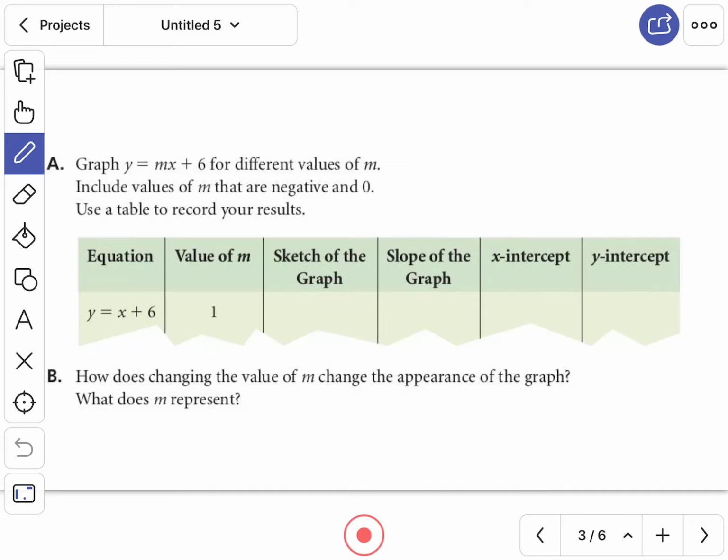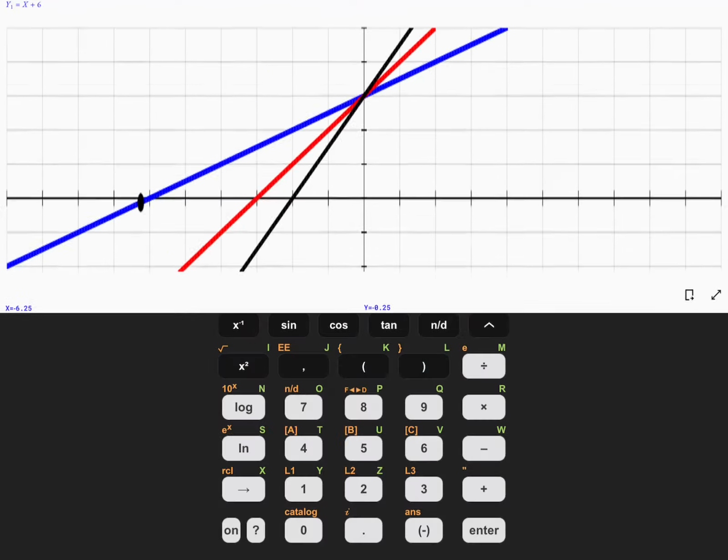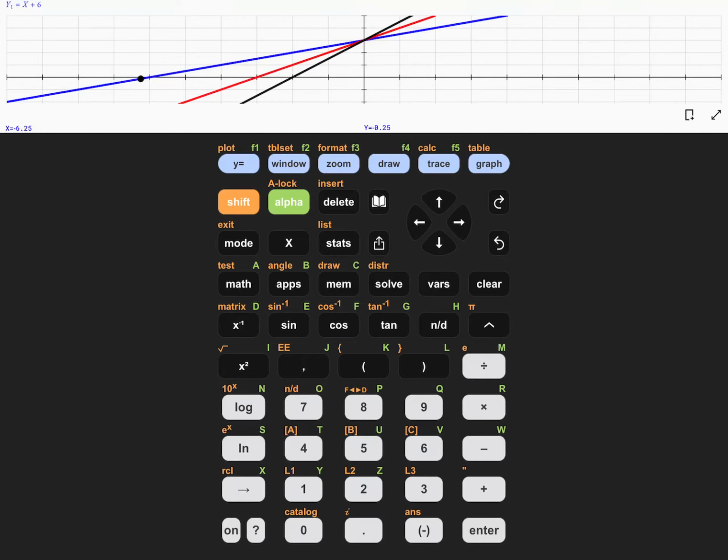So we're going to graph the function y equals mx plus 6 for different values of m. So we're going to include values of m that are negative and 0, and we're going to use a table to record our results. So we're going to alter to 1, 2, we need a 0, maybe a -1, and maybe a -2.